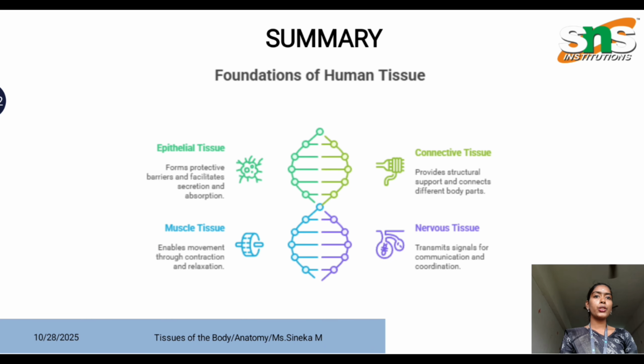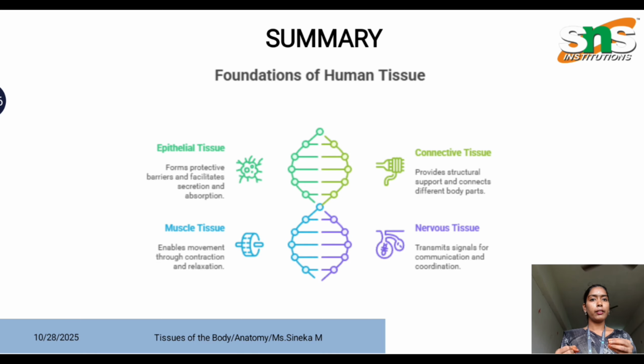Summary of human tissue. There are four major types: epithelial tissue, connective tissue, muscular tissue and nervous tissue. Epithelial tissue is present in our body parts and is also responsible for secretion and absorption. Connective tissue is found throughout the body. There are many types in connective tissue. Especially, it provides structural and functional support in different body parts. The third one is muscle tissue. It is specialized for body movements.